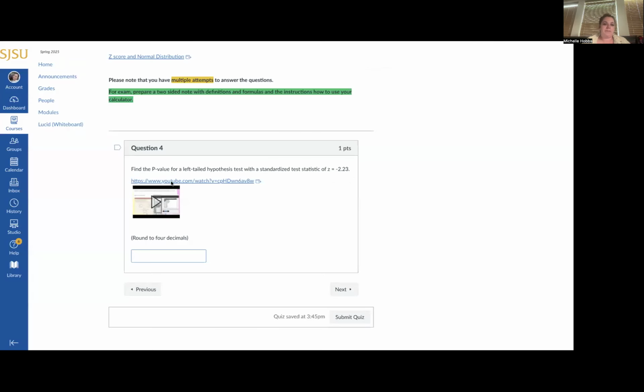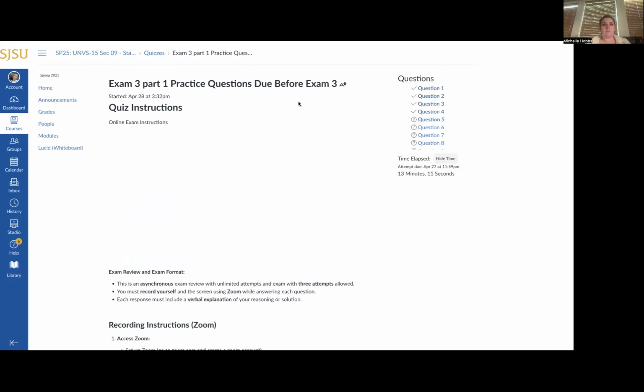Got it. Okay. So we are rounding after the calculation. So it's 0.0129. Next.